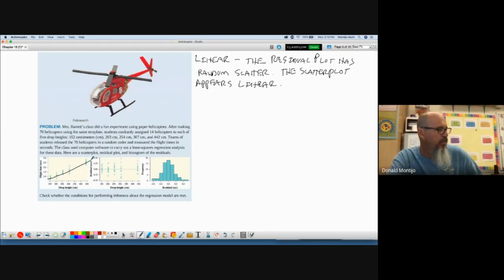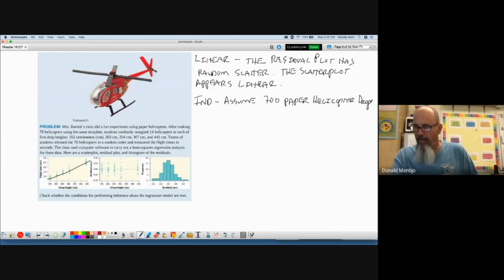Second, we need to check independence. We can just talk about what it means to be independent in this situation. For the independence condition, individual observations are independent of one another, or we would have to assume that there were at least 700 drops of these paper helicopters. Or we could just say, I believe each drop would be independent of the previous drop. So not too hard right now, but it's a lot to remember.